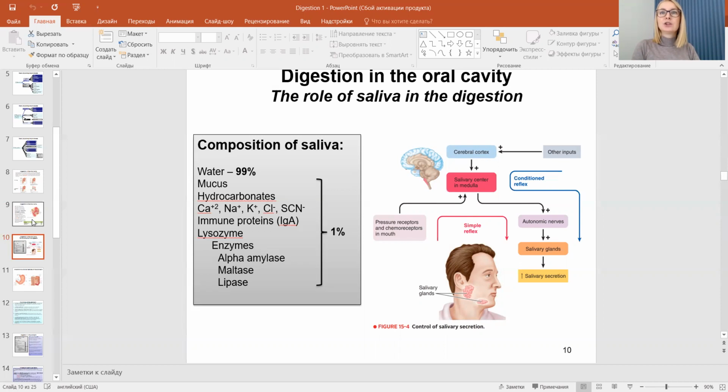Despite these many functions, saliva is not essential for digesting and absorbing foods, because enzymes produced by the pancreas and small intestine can complete food digestion even in the absence of salivary and gastric secretion.